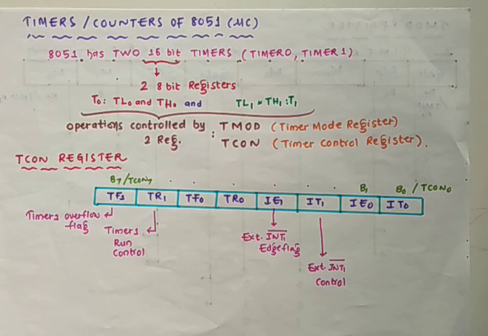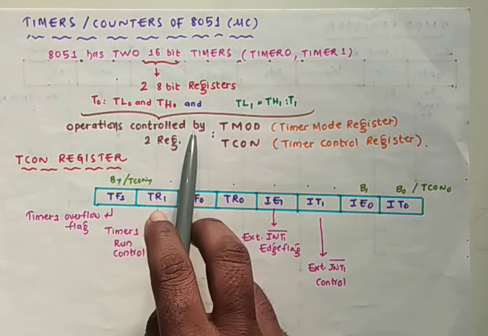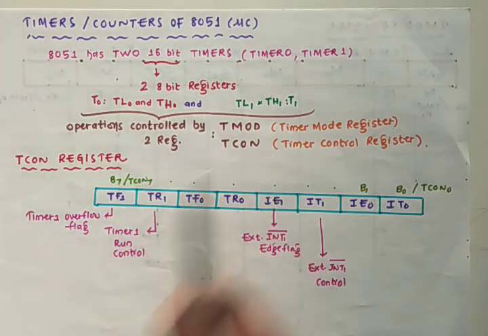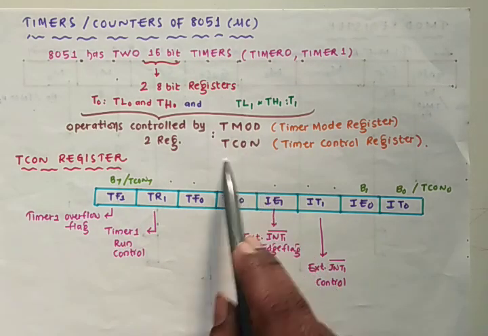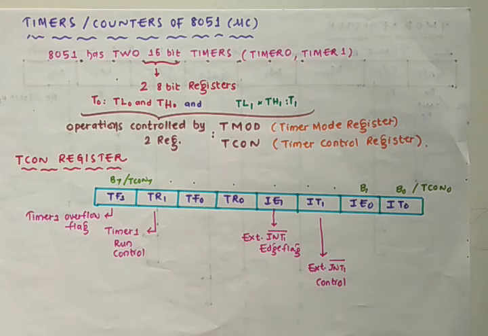Then we go to the operations of timer 0 and timer 1. The operations or functions of these timers are controlled by two more registers. Those registers are named TMOD and TCON. From these two registers, one register can be directly asked in the exam, there is no doubt. TMOD is the timer mode register.